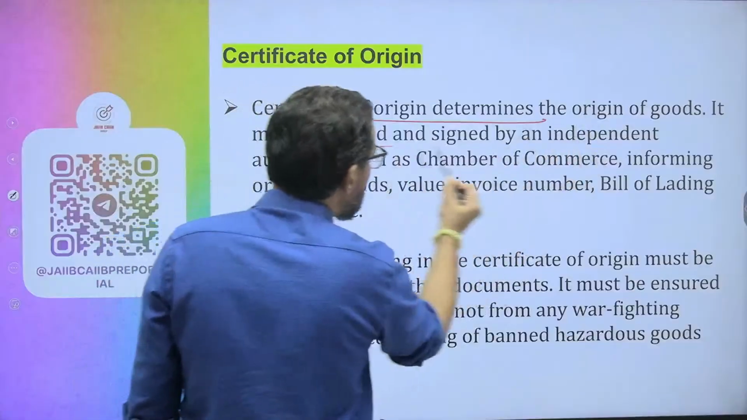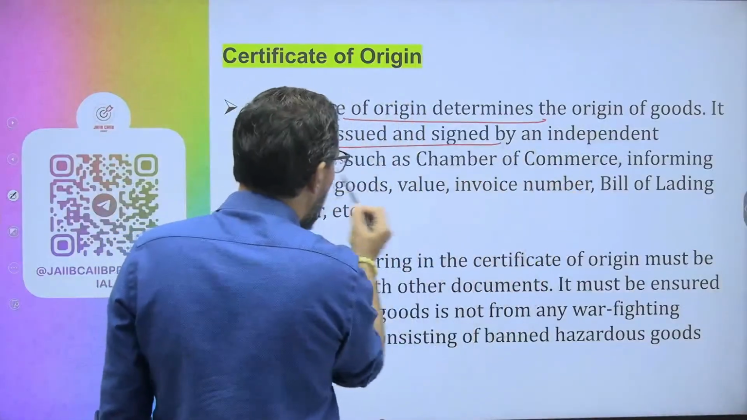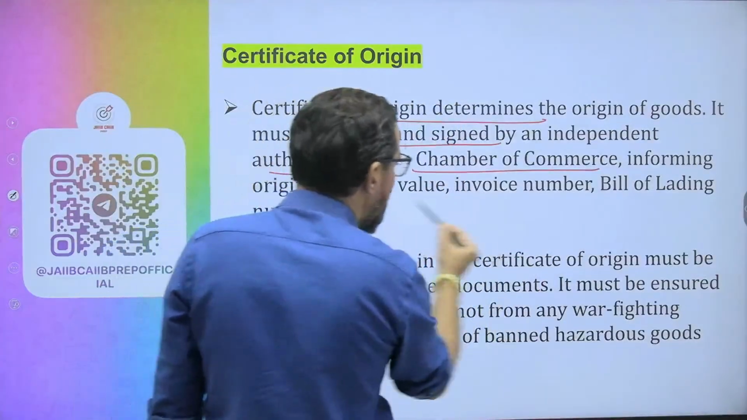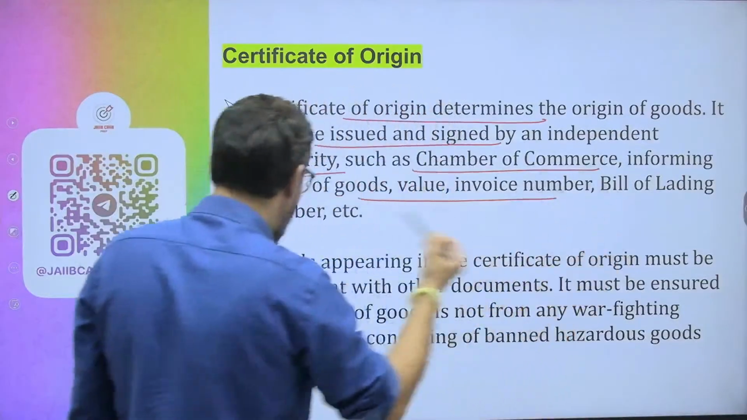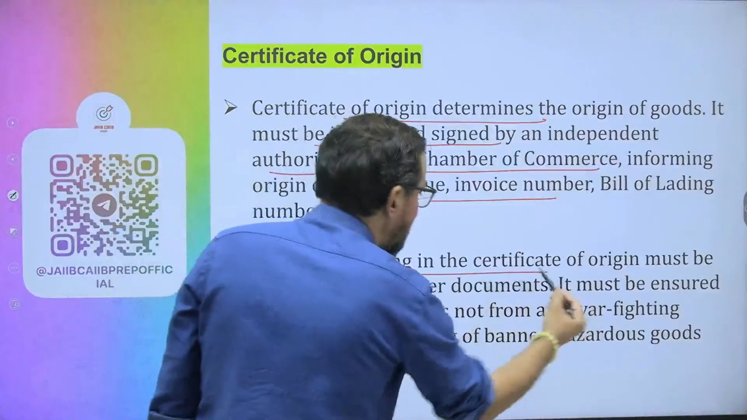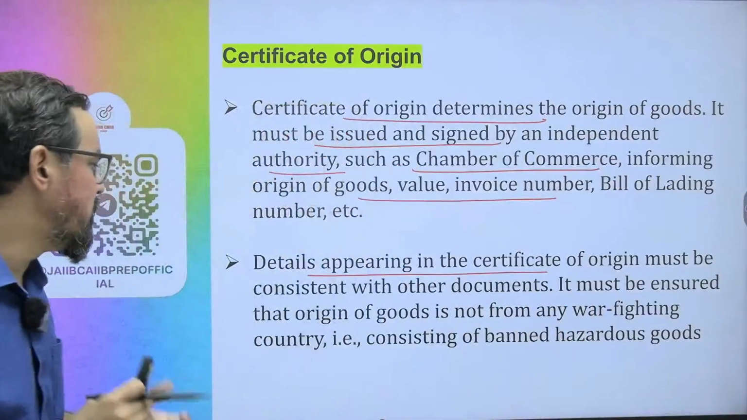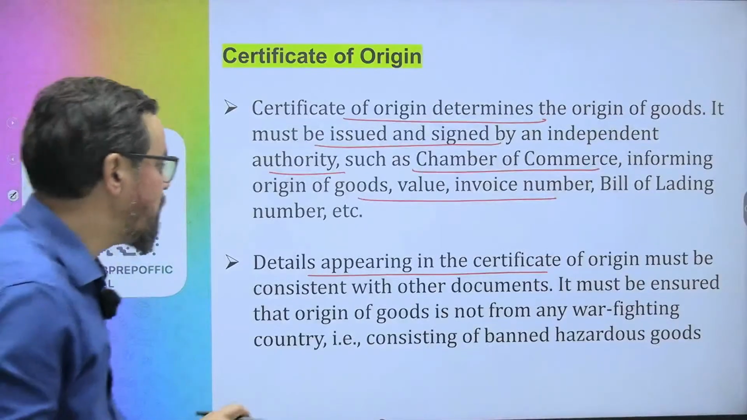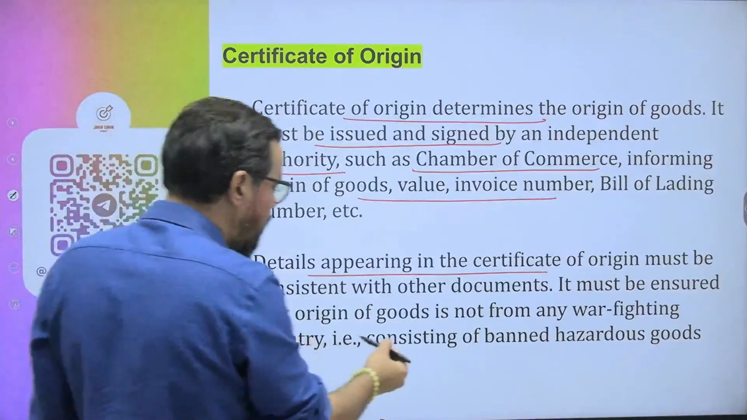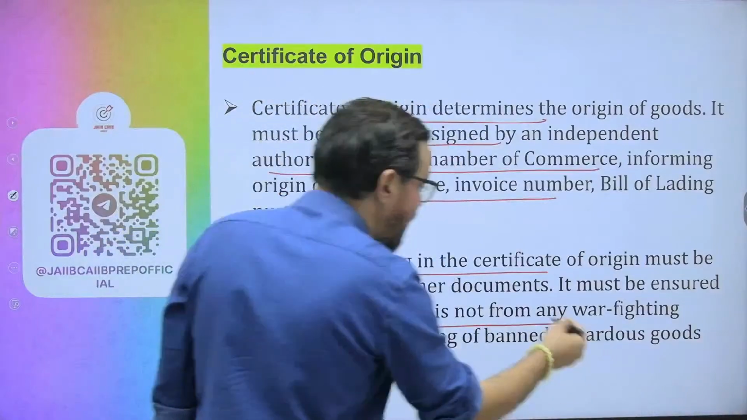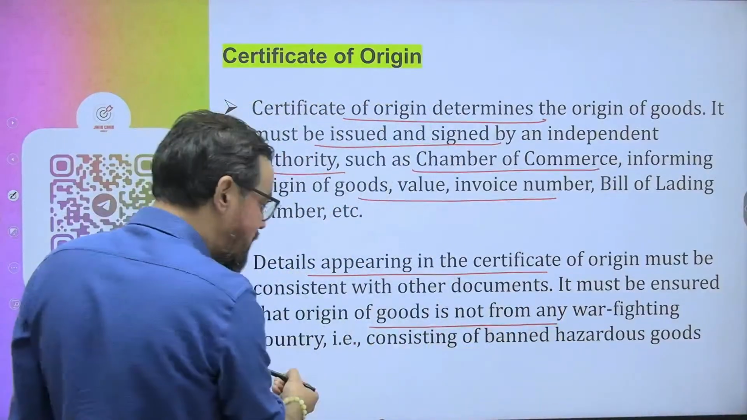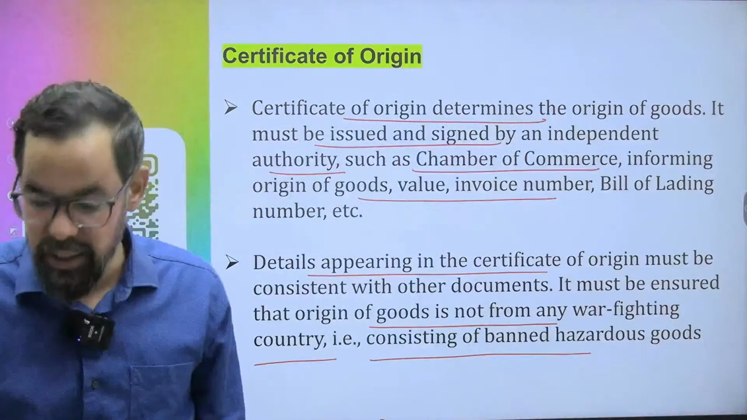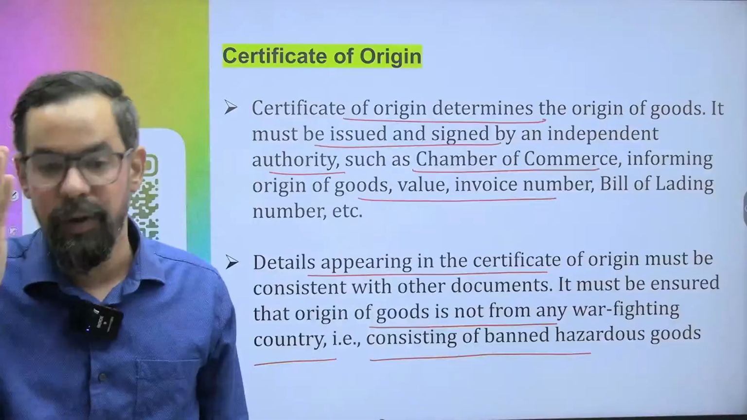It must be issued and signed by an independent authority such as the Chamber of Commerce, informing the origin of goods, value, invoice, bill of lading. Details appearing in the certificate of origin must be consistent with other documents. It must be ensured that the origin of goods is not from any war-fighting country or consisting of banned hazardous goods and all. So that is generally given in this particular area itself.